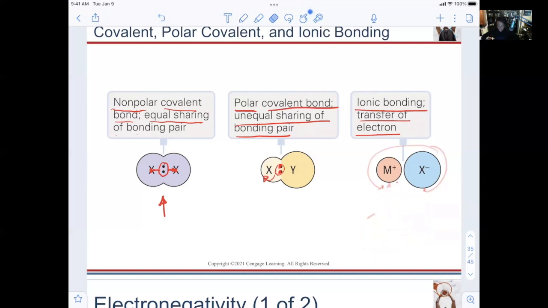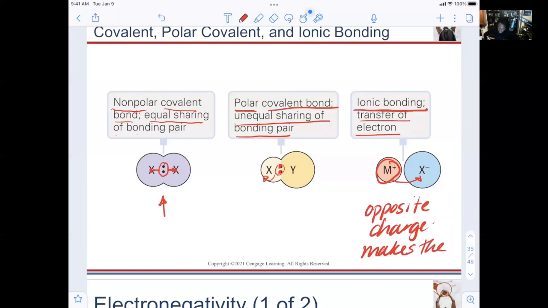But here's the thing, right? They're saying ionic bonding. Bonding means together. Well, how are you together when you're not sharing? X took the electron from here. M is missing an electron, that's why it's positive. So how do they get together? They can't help it. Even though X took from M, what they got was opposite charges. So the opposite charge makes them attracted to each other.